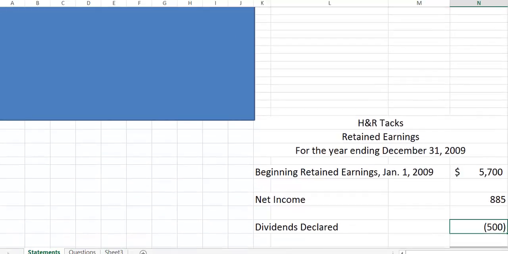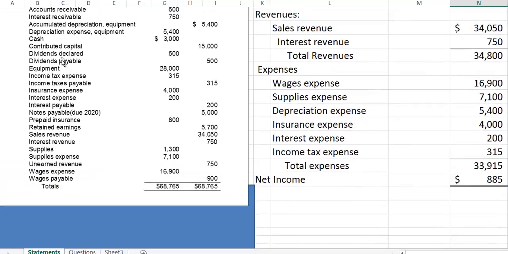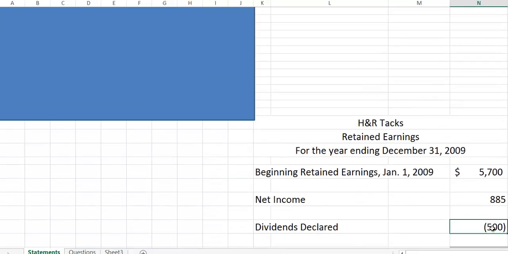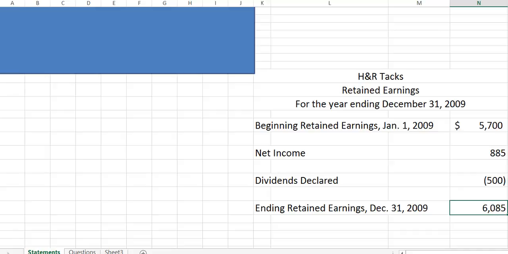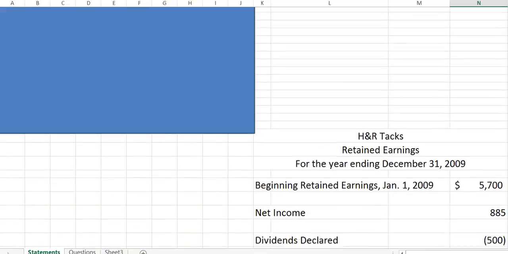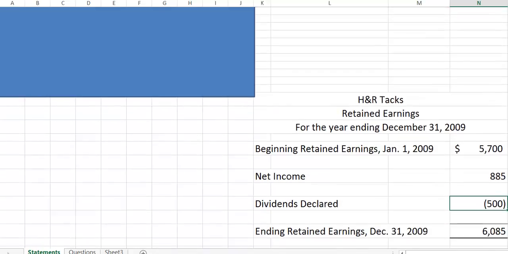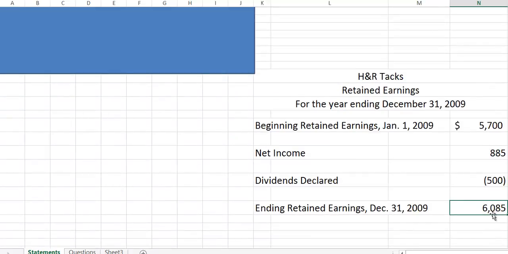And we're going to deduct dividends that were declared this period. Not dividends payable. Dividends payable are a current liability. But what did you declare during the year, whether it was paid or not? Well, we declared a total of $500. So dividends declared gets deducted, and we're going to have ending retained earnings of $6,085. So you can see this net income amount we calculated when we prepared the income statement feeds into the statement of retained earnings, and once we deduct dividends declared, it helps us to calculate the ending balance of retained earnings, which feeds into the balance sheet.